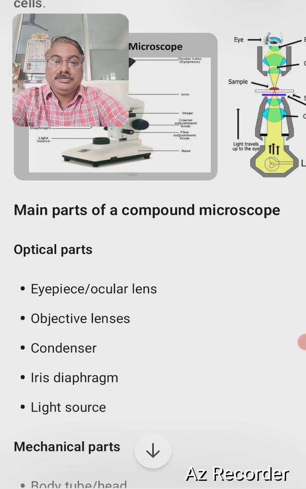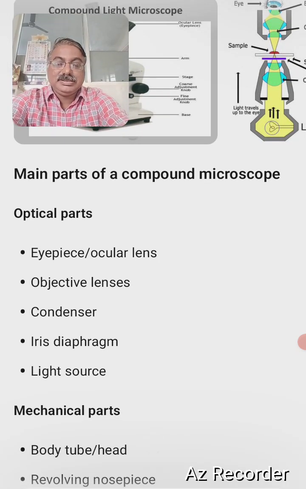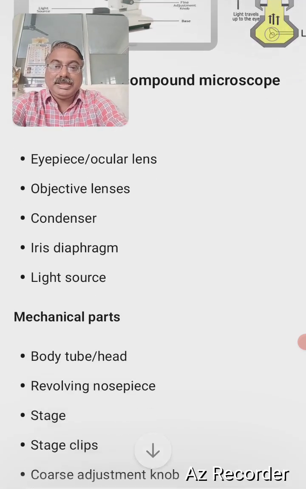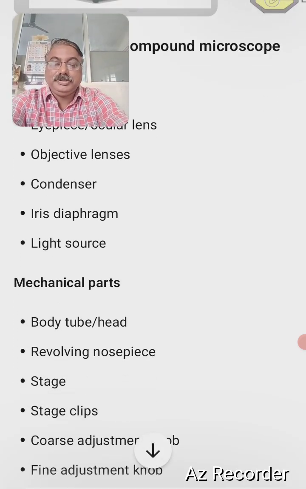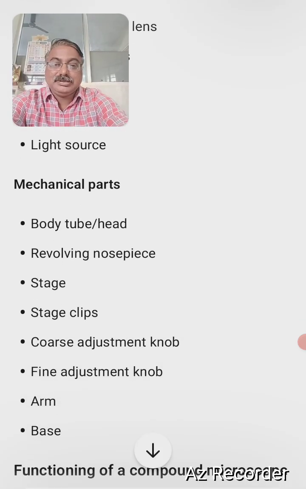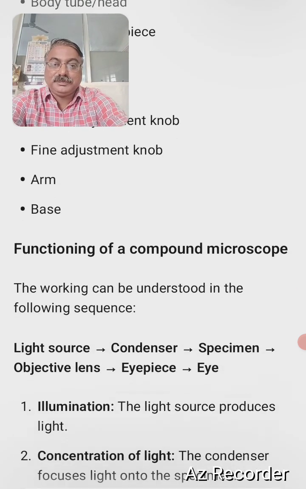So main parts of the compound microscope: eyepiece or ocular lens, objective lenses, condenser, iris diaphragm and light source. Mechanical parts include body tube, head, revolving nosepiece, stage clips. Mechanical stage is also used to smoothly move the slide and observe different fields on the slide. Coarse adjustment, fine adjustment, arm and base of the microscope.